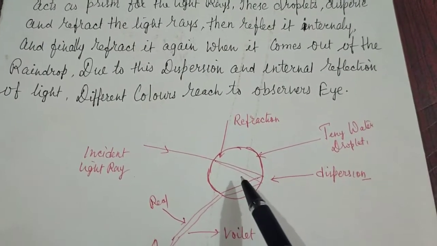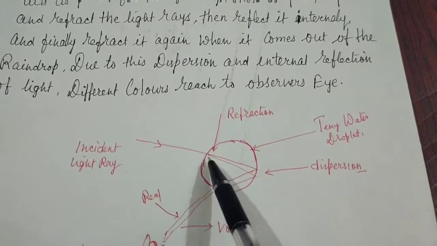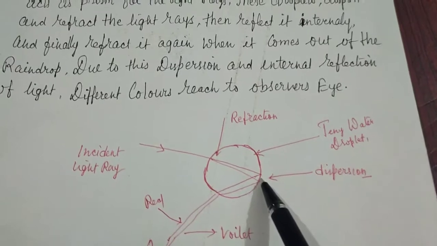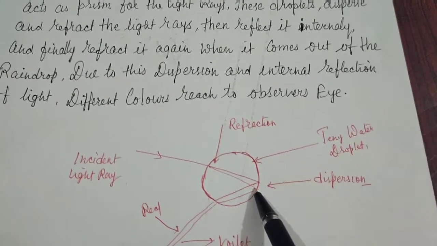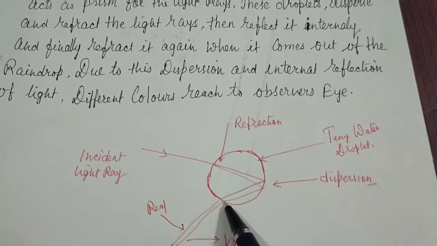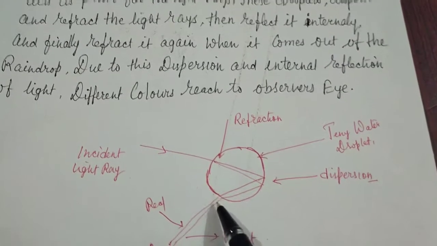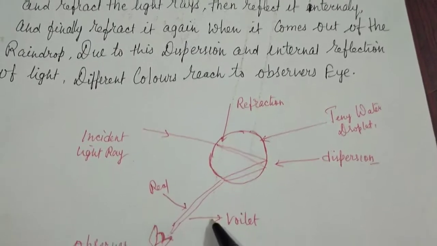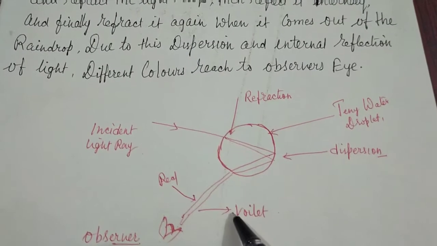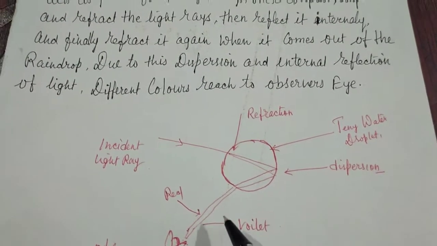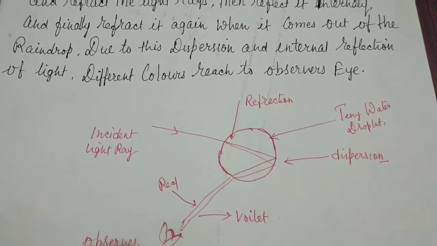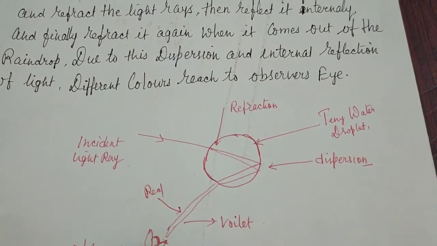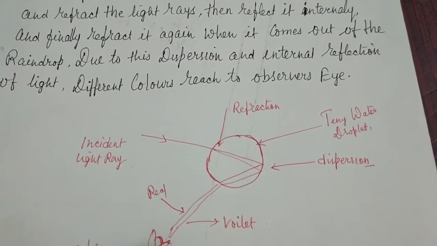Very simple, I am repeating it again. When a light ray falls on the water droplet, first it refracts and then is dispersed, and then total internal reflection takes place, and the light ray again refracts when it comes out from the water droplet as a band of colors, and the observer sees the band of colors. This is the reason of the formation of rainbow. This is very clear. Watch it again and again if there is any confusion.